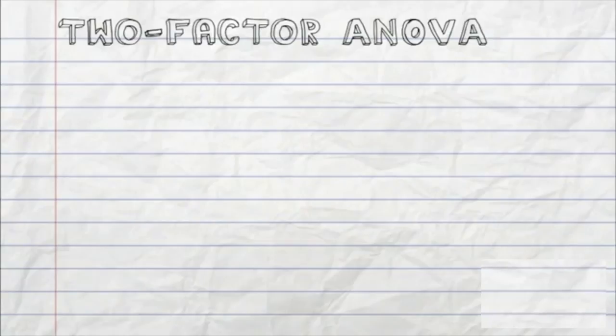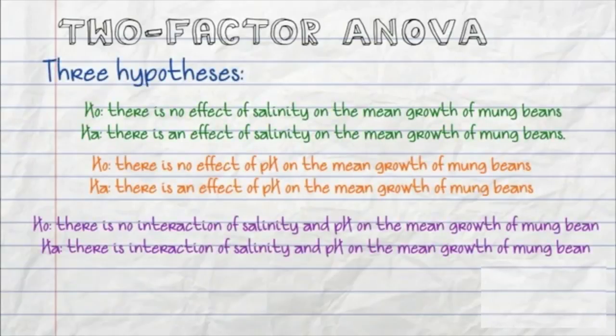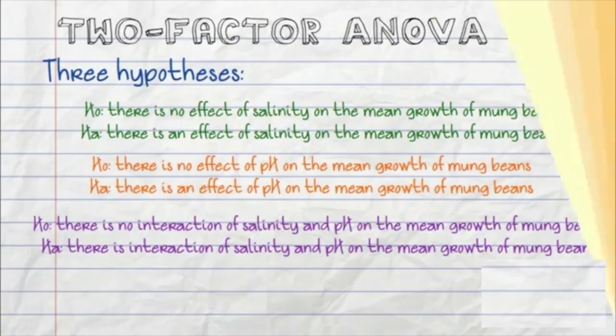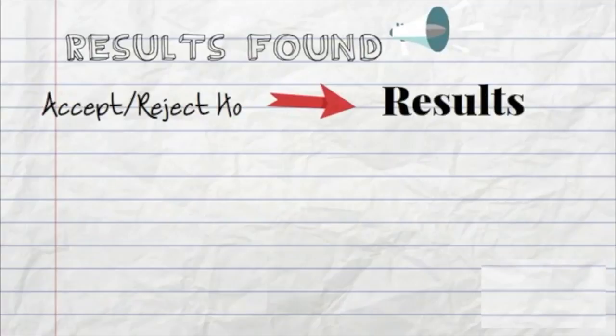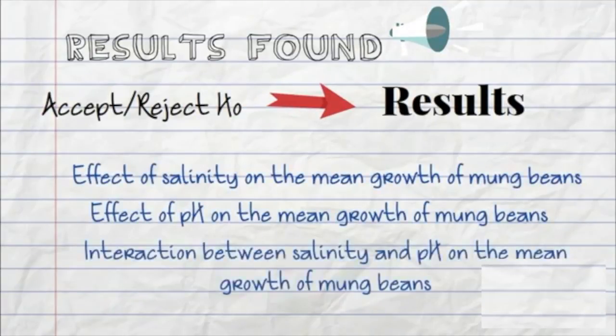For 2-way ANOVA, there will be 3 hypotheses. The 6 null and alternative hypotheses are listed. After conducting ANOVA, by accepting or rejecting the null hypotheses, the effects of salinity and pH, together with their interaction, on the mean growth of mung beans will be found.